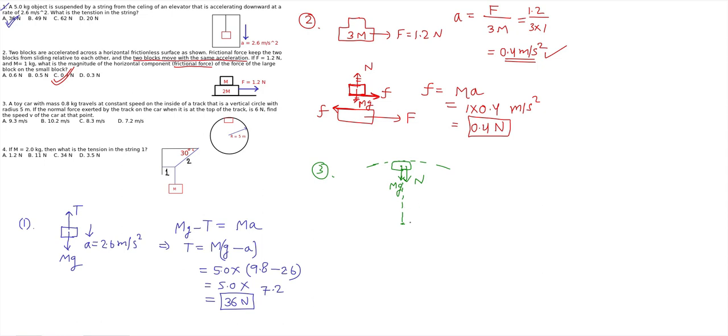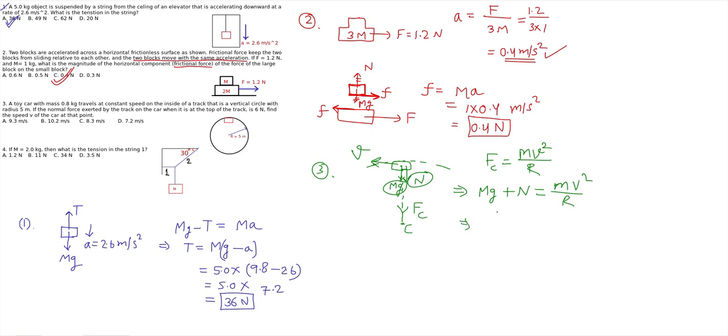So net force towards the center, suppose this is the center, will provide the required centripetal force. And suppose the speed of the car is v, then the net required centripetal force will be mv square upon r, where m is the mass of the car and r is the radius. And what will be the net centripetal force here? The two forces which can provide the centripetal force here are mg, weight, and the normal reaction of the track N, and both of these are acting towards the center, so they together will provide the required centripetal force. So let us write mg plus N is equal to mv square upon r.